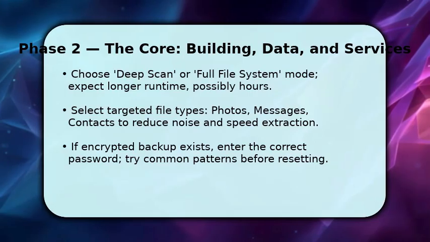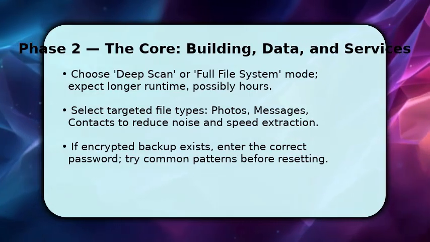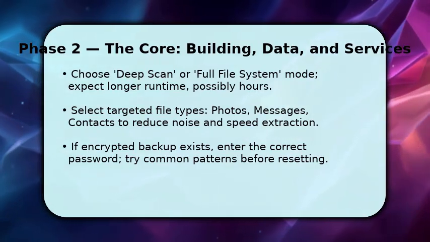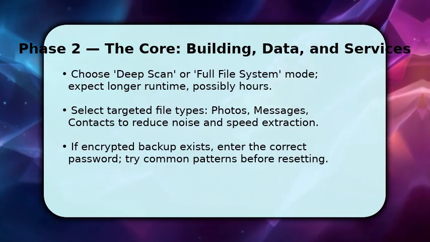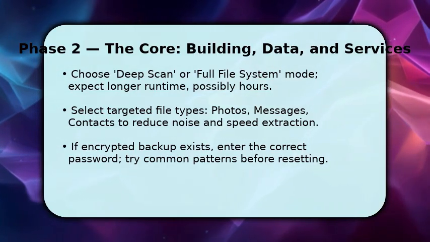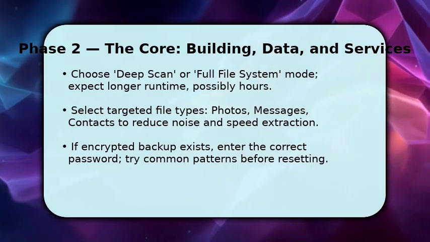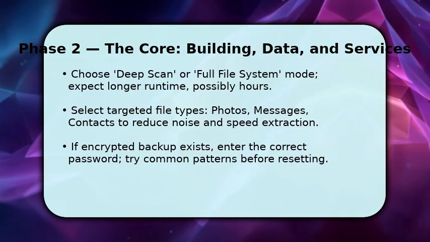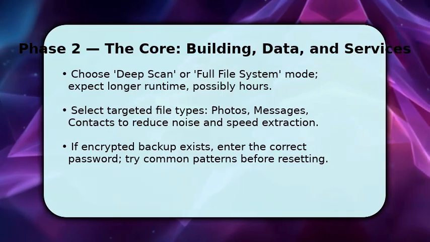Now you perform the heavy lifting. Start a deep scan to traverse the file system and carved fragments. Select only the file types you need, photos, messages, contacts, to reduce processing time and false positives. If the backup is encrypted, supply the password. That unlocks metadata and attachments.